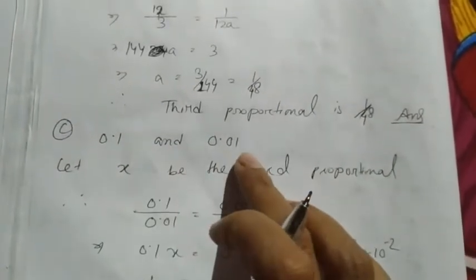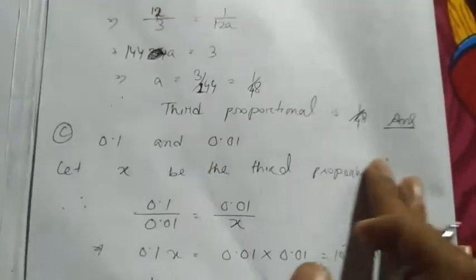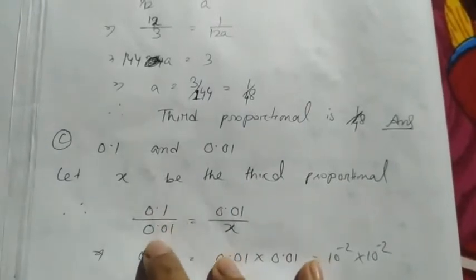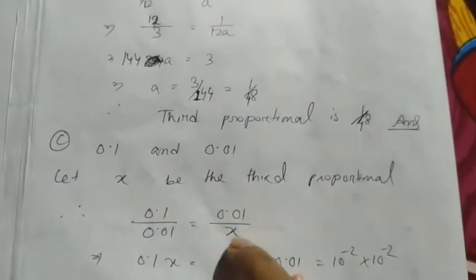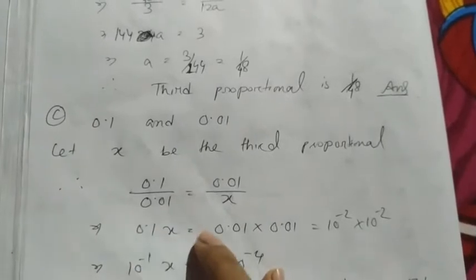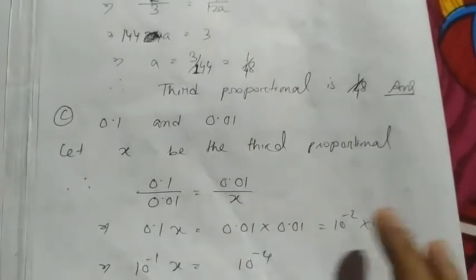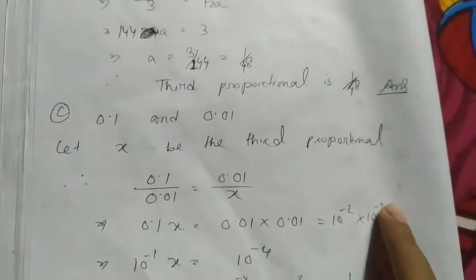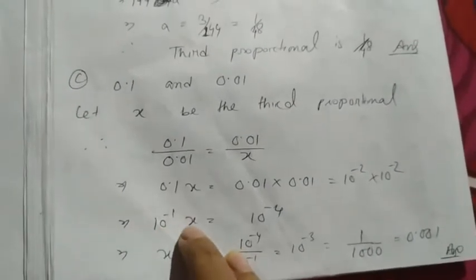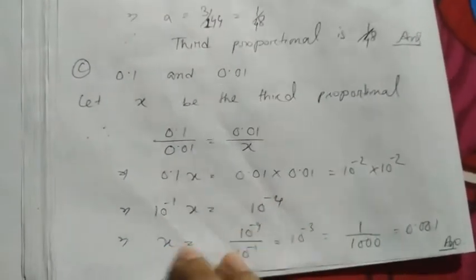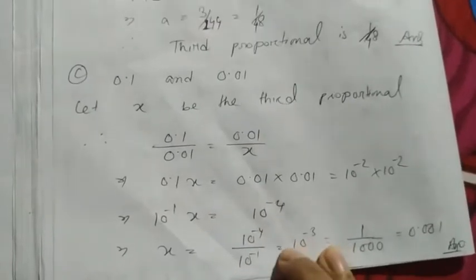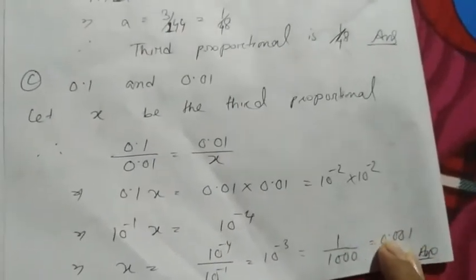0.1 and 0.01. Let x be the third proportion, then 0.1 divided by 0.01 equals 0.01 divided by x. So 0.1 into x equals 0.01 into 0.01. So it is 10 to the power minus 2 into 10 to the power minus 2, and 0.1 is 10 to the power minus 1. So x equals 10 to the power minus 4 divided by 10 to the power minus 1, which equals 10 to the power minus 3, meaning 0.001.